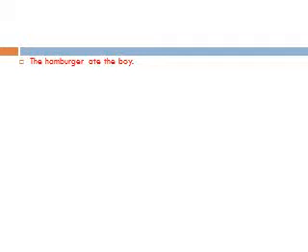The hamburger ate the boy. So my question to you, what's wrong with this sentence? Because obviously there is something wrong with this sentence. In terms of the structure or the syntax, the sentence is well formed and correct. But what about the meaning or the semantics? Of course, there is something wrong with this sentence.